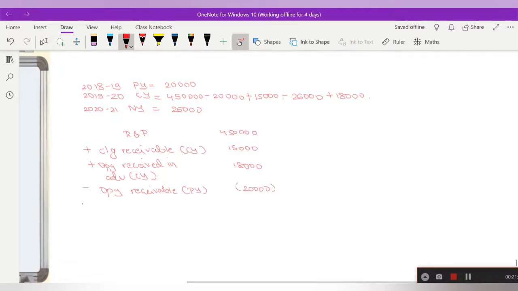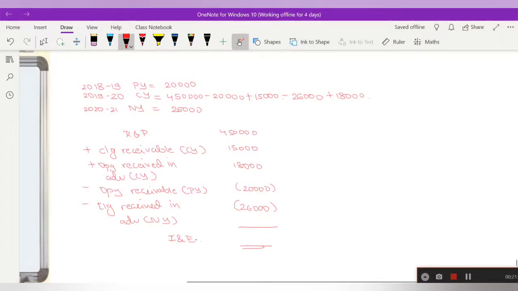Then minus closing prepaid or closing received in advance. This is relating to which year? Next year. So this will be deducted, 26,000, right? We will get one amount that will be transferred to where? To your income and expenditure account.